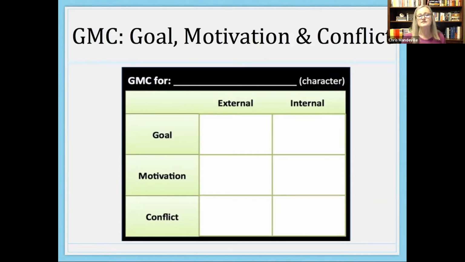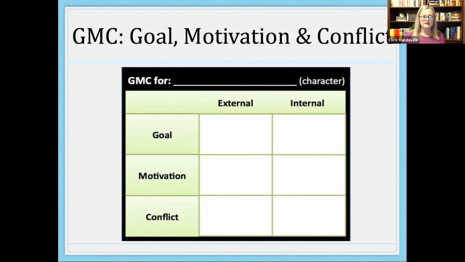So I do this for my main character, for my antagonist, for my secondary characters, any point of view character: goal, motivation, and conflict, which is what's getting in the way of what they want. And I do that not only for the book as a whole, but I do that for each scene. What does my character want in this scene? Why do they want it? And what's in their way, internally and externally?